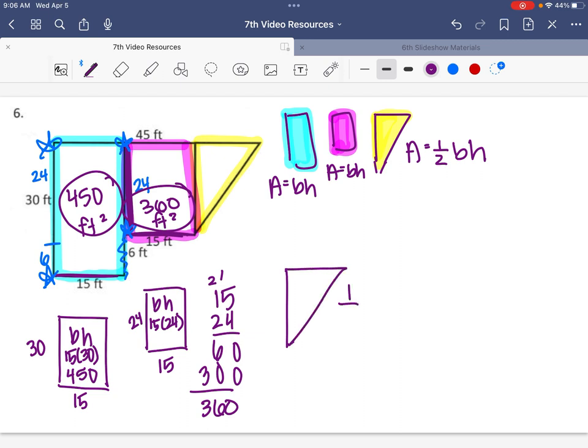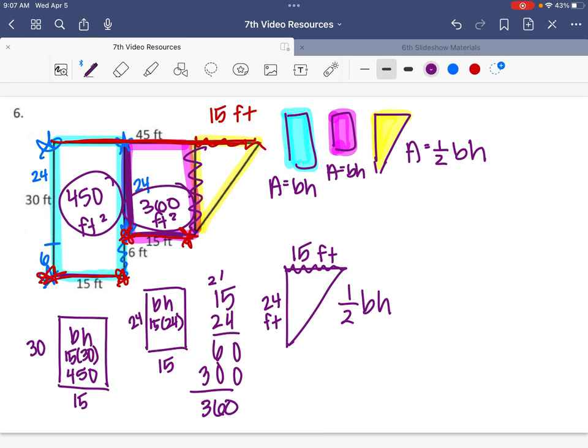The triangle for us is going to be 1/2 base times height. The length of my base is going to be this side right here, but I don't know the distance. I see that from here to here, that's 15, and then from here to here, that's 15. But I don't know the remainder of this piece. I see this is all 45, so the leftover would need to be 15 feet. So the length of the base of my triangle is 15 feet. And the height will be the same as the pink rectangle, so 24 feet.